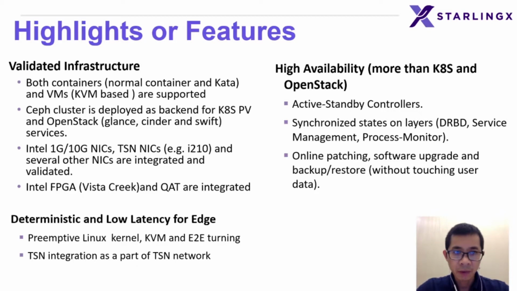Secondly, for the edge computing use case, there are low latency requirements. StarlingX takes advantage of the real-time Linux kernel, KVM, and edge end-to-end tuning, even including TSN integration. Moreover, StarlingX has high availability, beyond Kubernetes and OpenStack.